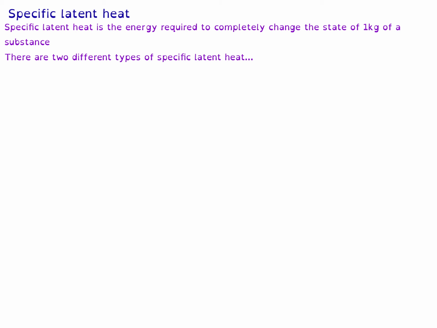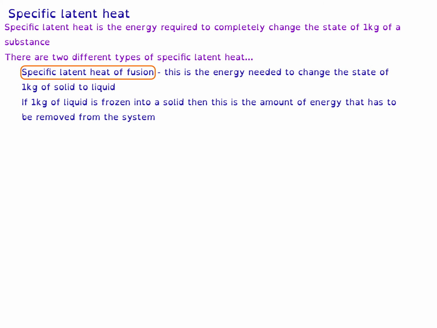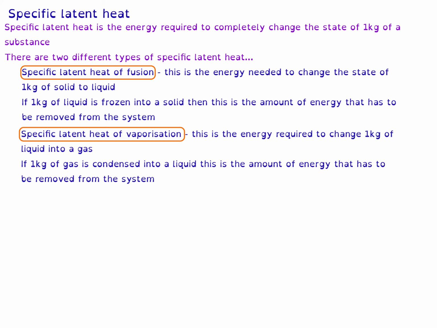80,640 joules. Specific latent heat is the energy required to completely change the state of 1 kilogram of a substance. There are 2 different types of specific latent heat. There's the specific latent heat of fusion. This is the energy needed to change the state of 1 kilogram of solid to liquid. It's also the amount of energy removed from the system when you change 1 kilogram of liquid and freeze it into a solid. The specific latent heat of vaporization. This is the energy required to change 1 kilogram of liquid into a gas. It's also the amount of energy that is removed if 1 kilogram of gas is condensed into a liquid.